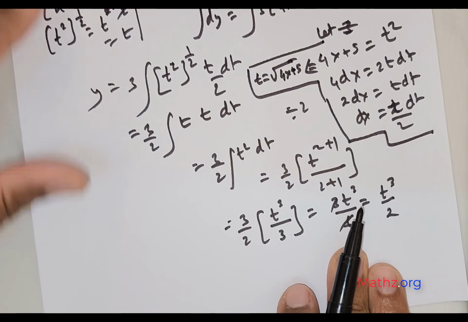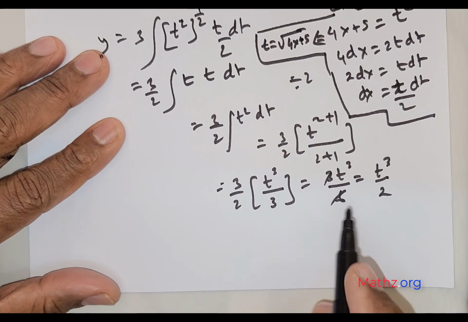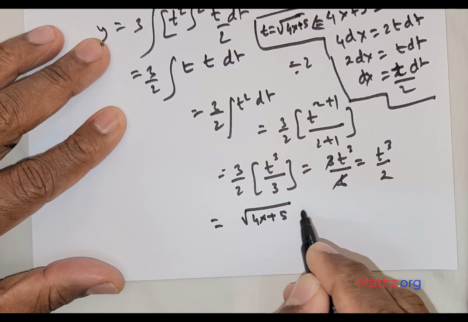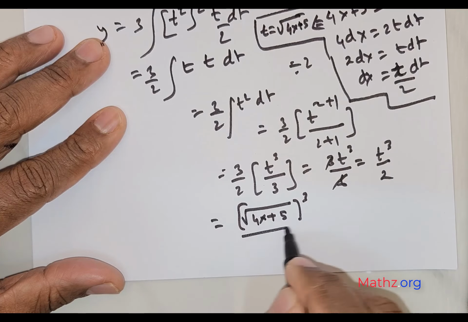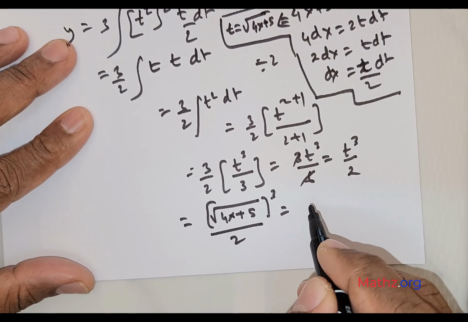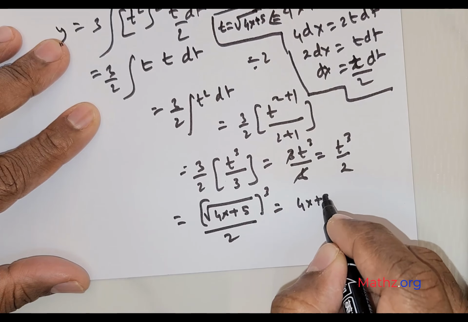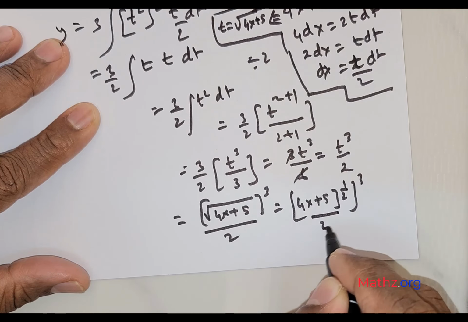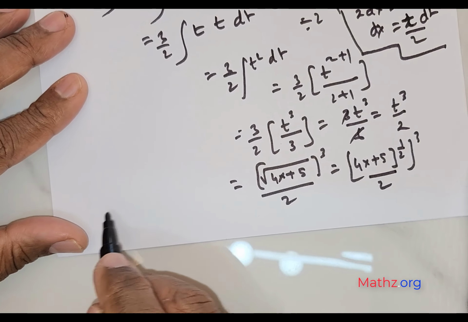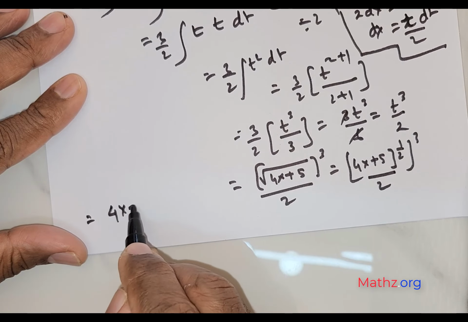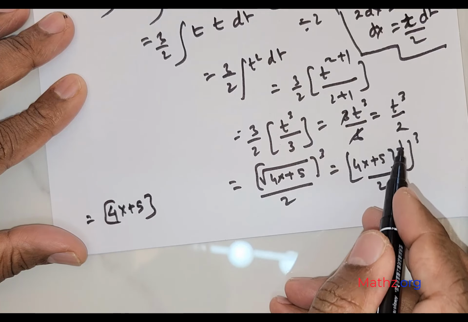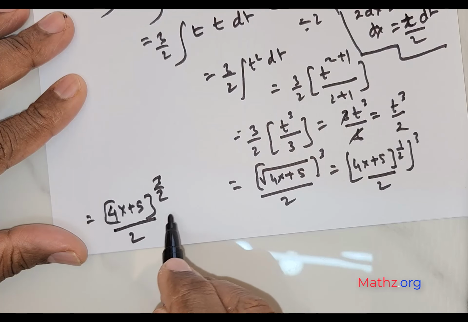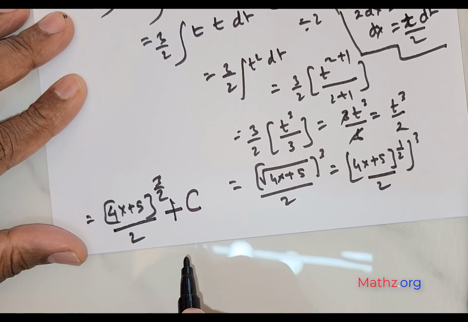So substitute that value. So if you were to substitute that, this is going to be root of 4x + 5. There is a cube there, place that, divided by 2. Now what is this? This is going to be (4x + 5) raised to the power of 1 over 2. There is a cube there. And you have a divided by 2. So what is this? This could be rewritten as (4x + 5) raised to the power of 1 over 2 times 3. So it's 3 over 2, divided by 2. But this is indefinite integral. So you place the arbitrary constant c.